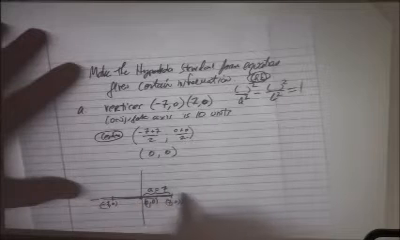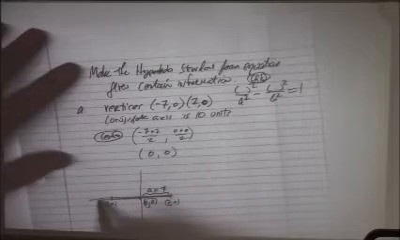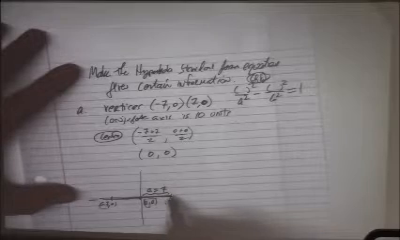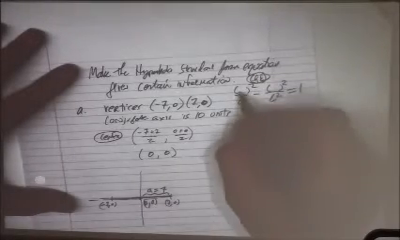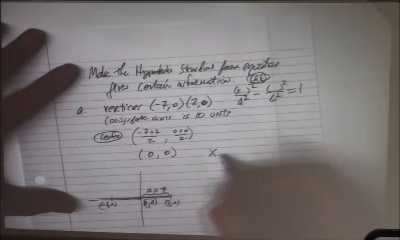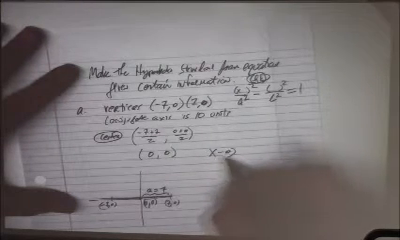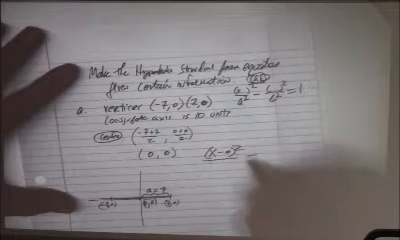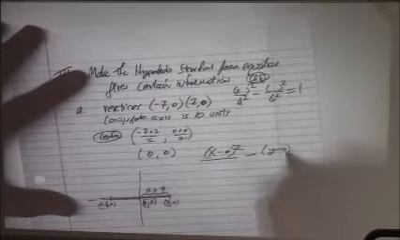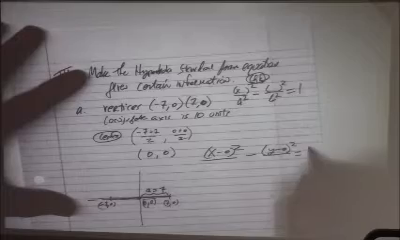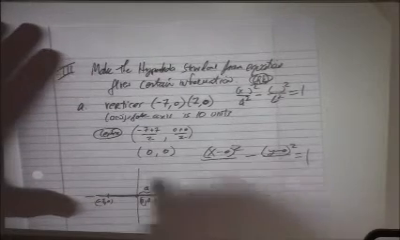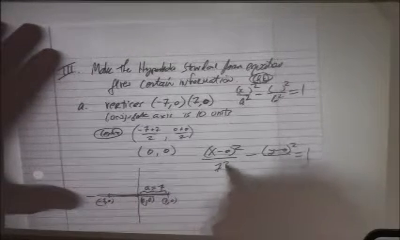What I also see is that the transverse axis is parallel to the x-axis. It's actually on the x-axis, but it's parallel to the x-axis. That means x has to go first in this equation. So I'm going to write x minus 0 squared minus y minus 0 squared, equal to 1. Underneath the x is going to be the A amount, 7 squared, and then the B amount, which is half of the conjugate axis, 5 squared.